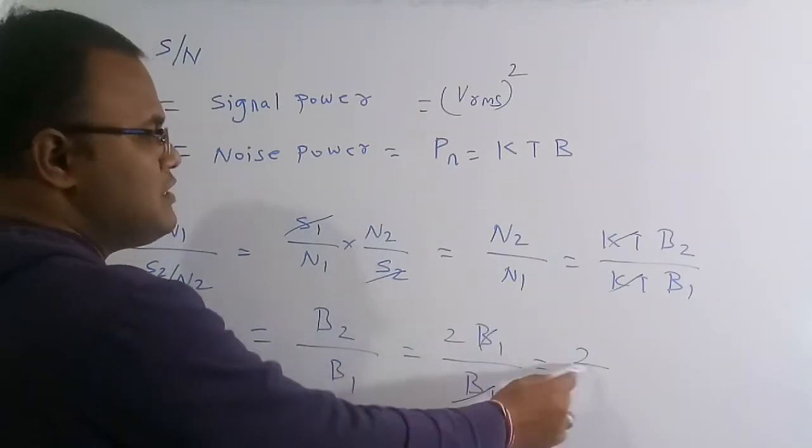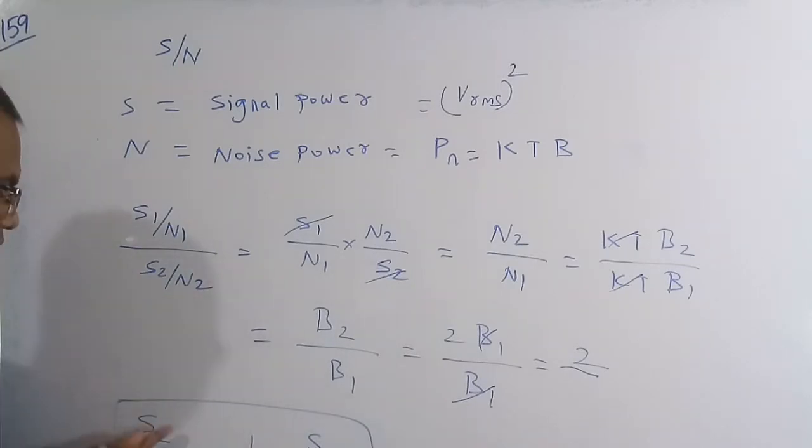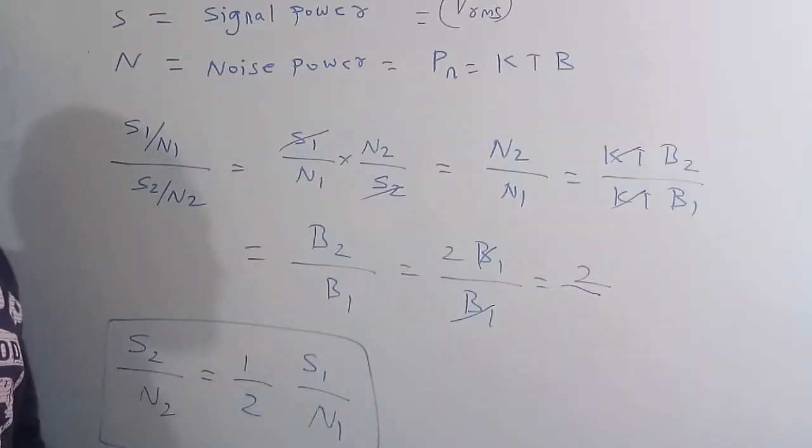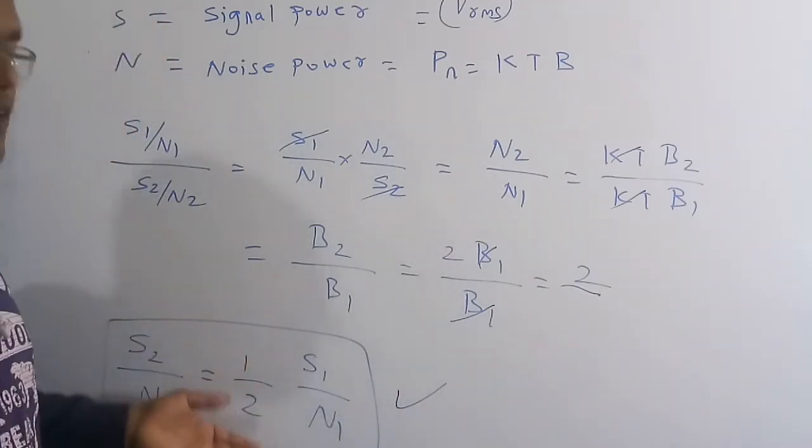So B1 cancels, we are going to get 2. So after simplification and rearranging, we are going to get S2 by N2 is equal to 1 by 2 S1 by N1. So we can conclude that the signal to noise ratio is going to become half of the previous one.